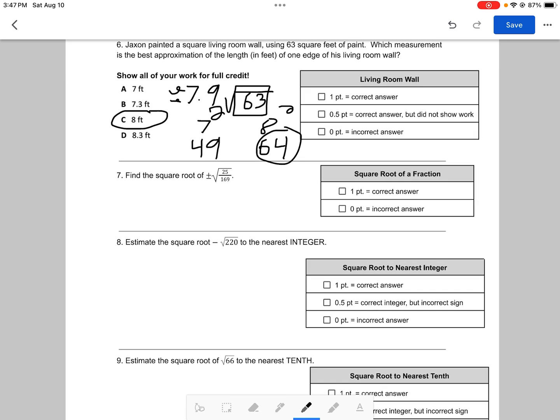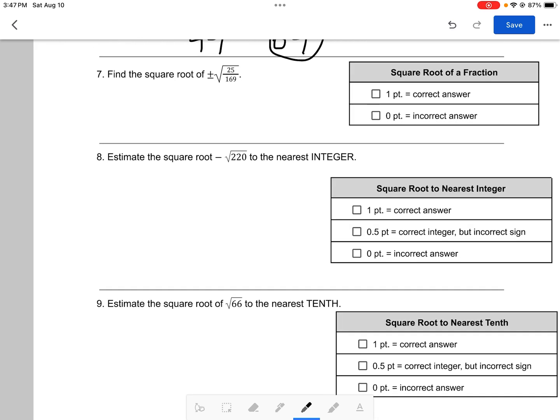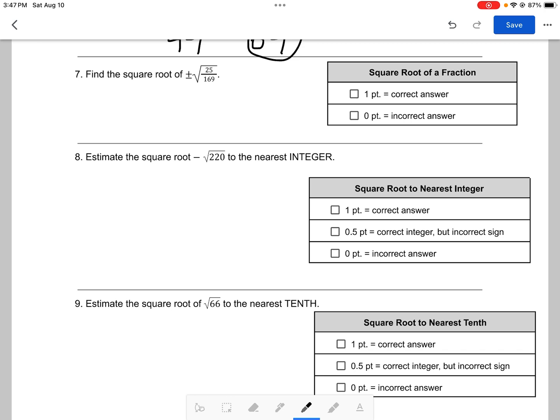If you look at number 7, it says find the square root of plus or minus square root 25 over 169. I'm just automatically going to put the plus minus sign. The square root of 25 is 5. And the square root of 169 I know is 13. So my answer is just plus or minus 5 over 13.